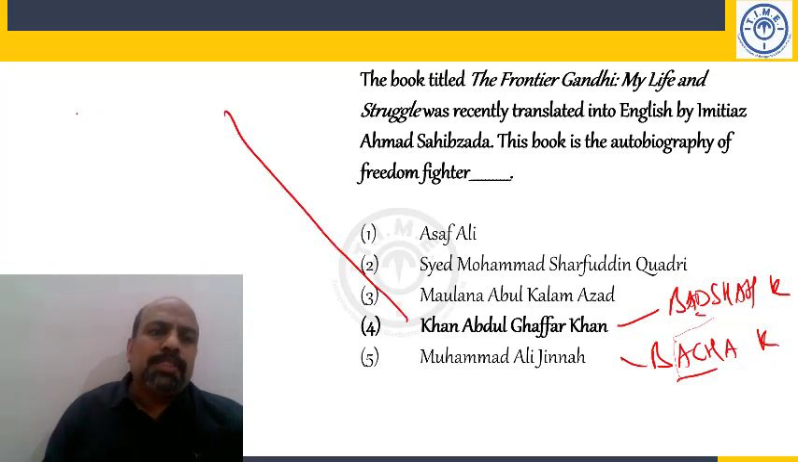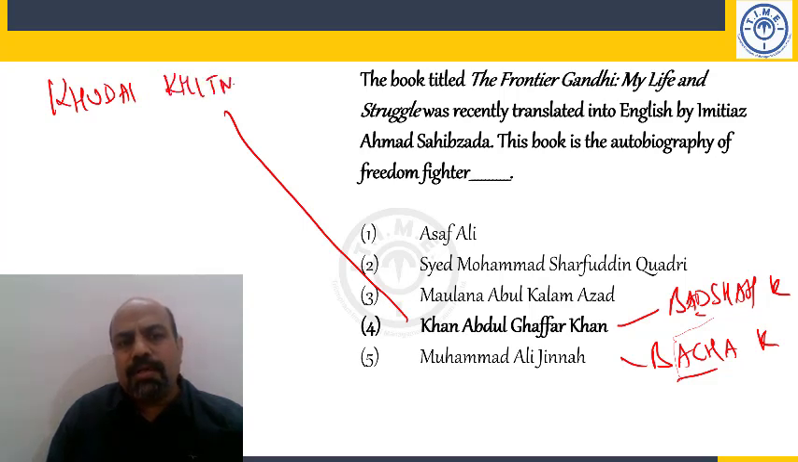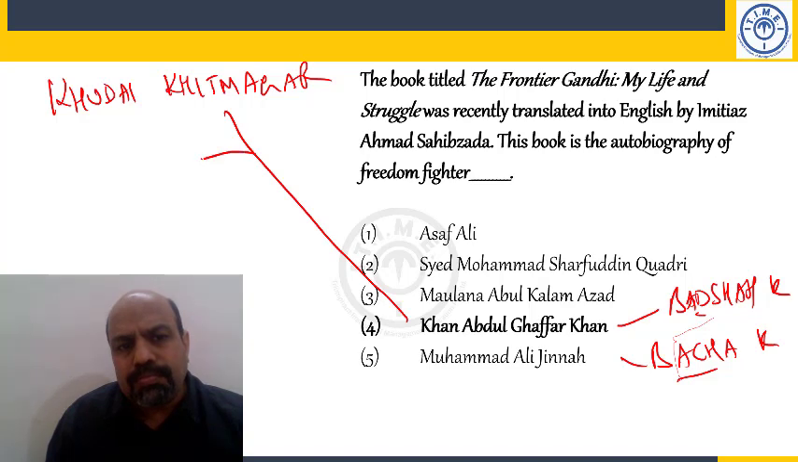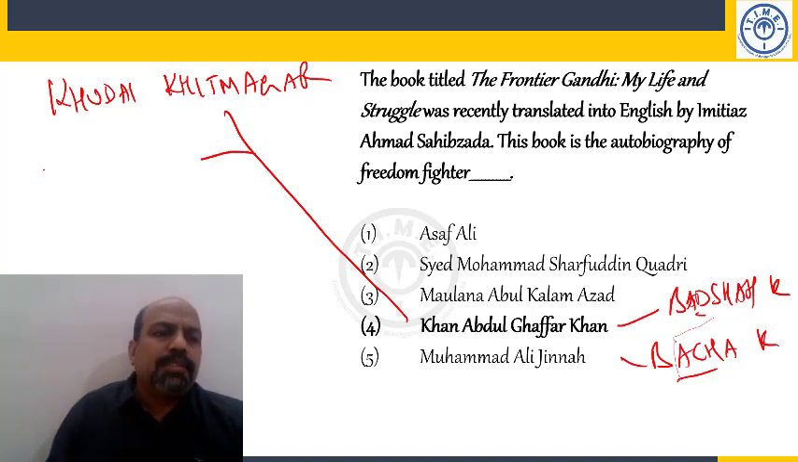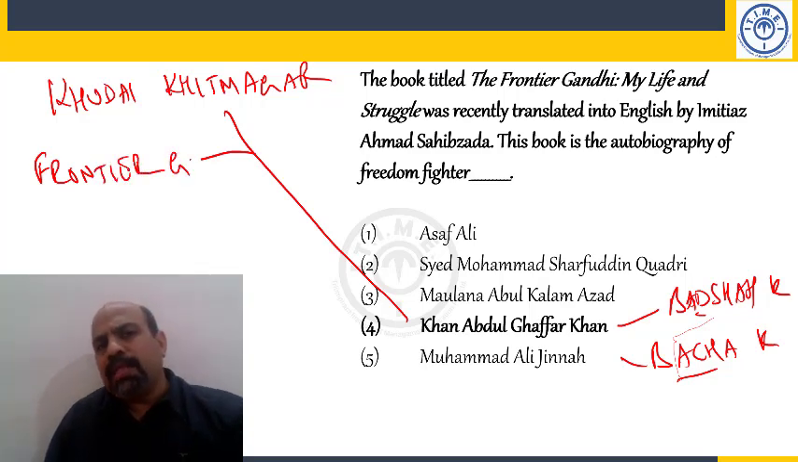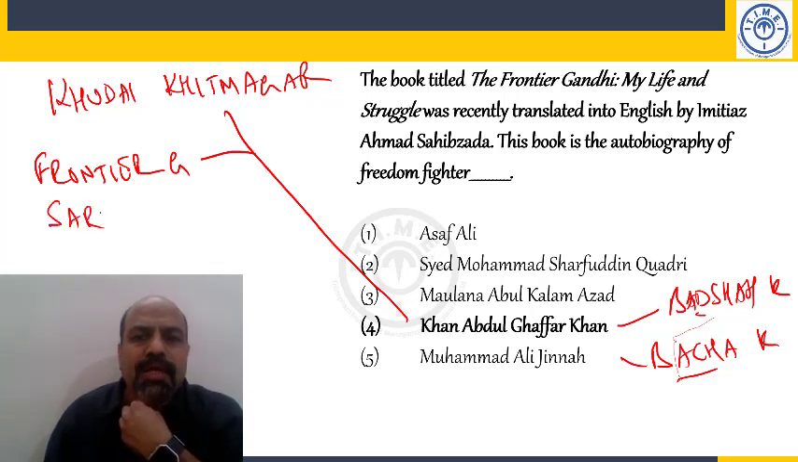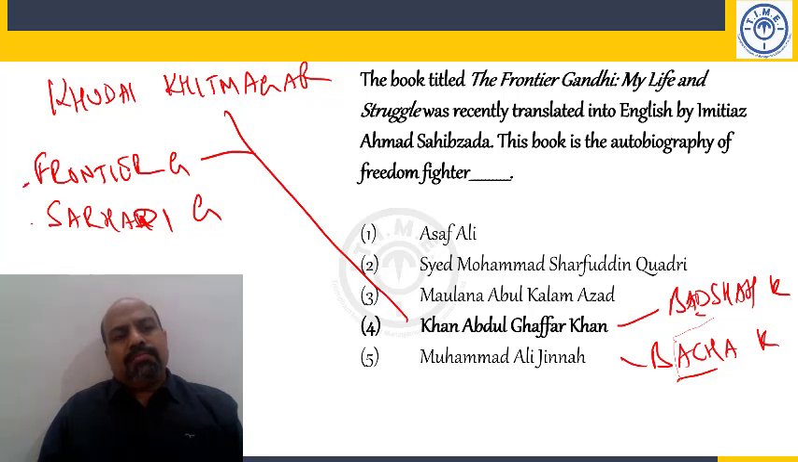Then he started an organization called Khudai Khidmatgar. This is a service-oriented organization. Khan Abdul Ghaffar Khan was nicknamed Frontier Gandhi because he was a great follower of Mahatma Gandhi, and he lived on the frontier, the border. That's why it's called Frontier Gandhi. Also called Sarhadi Gandhi. So Frontier Gandhi in English, Sarhadi Gandhi in Hindi.